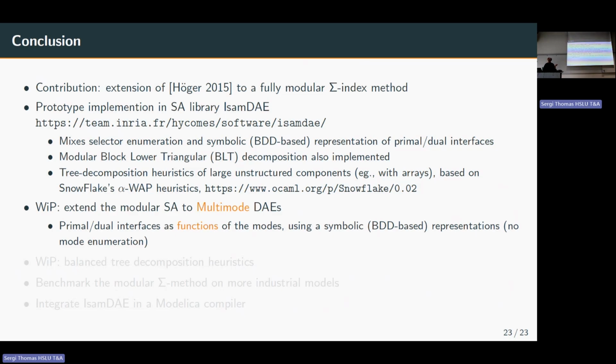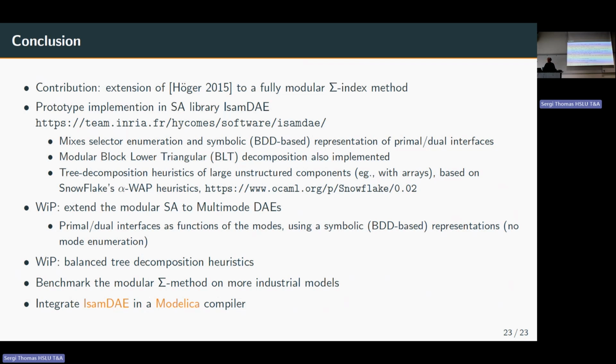The slides are online. I'm available for discussions, and this is still work in progress. In particular, I'm very keen on integrating my prototype in a Modelica compiler.